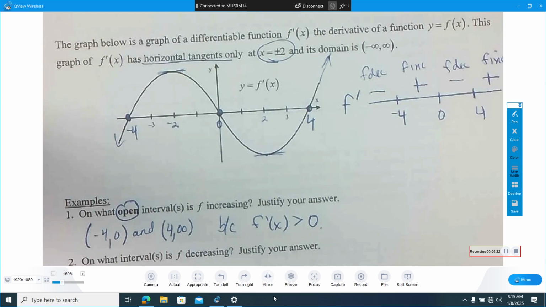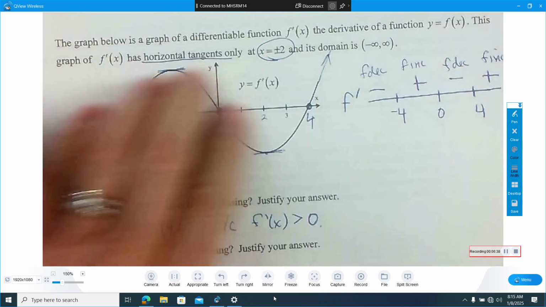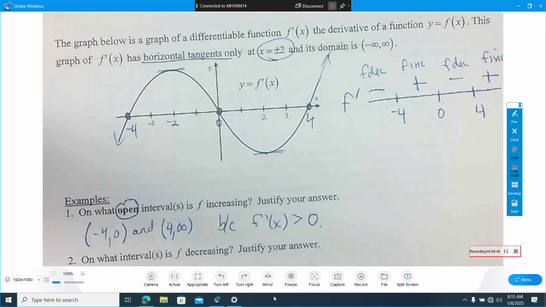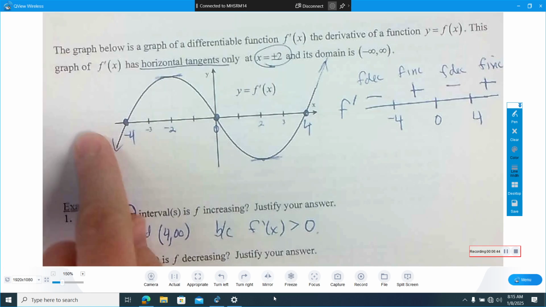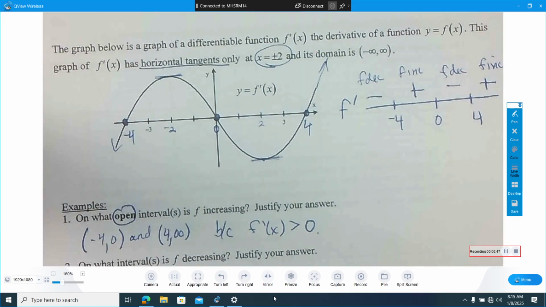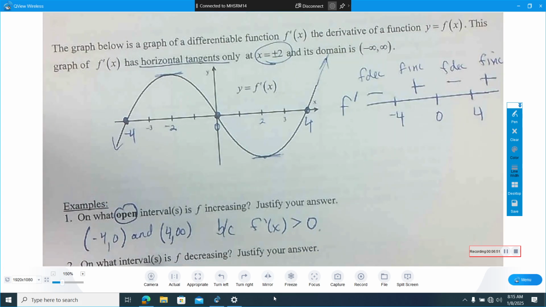You can't say because the y values of f are increasing. Well, there's no f function here to look at, so you can't use that. You have to justify with the graph they've given you. All right, that's perfect. On what intervals is f decreasing?